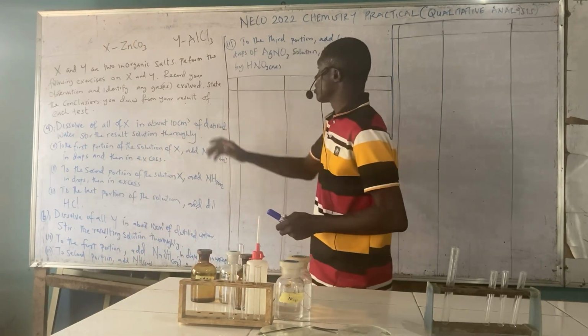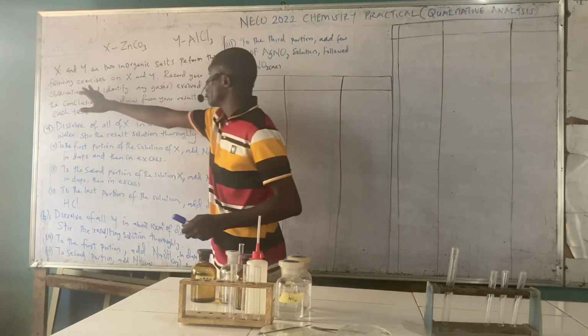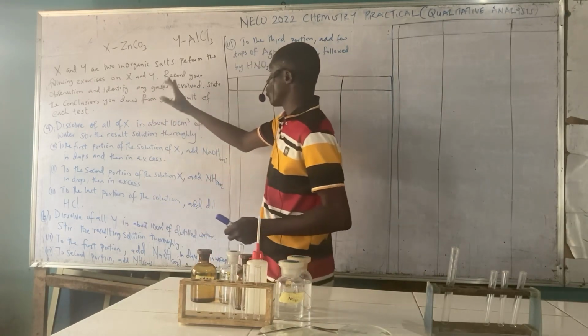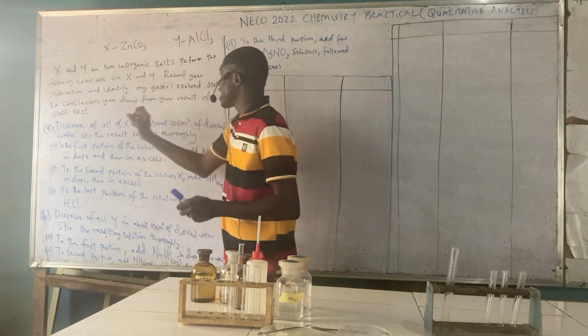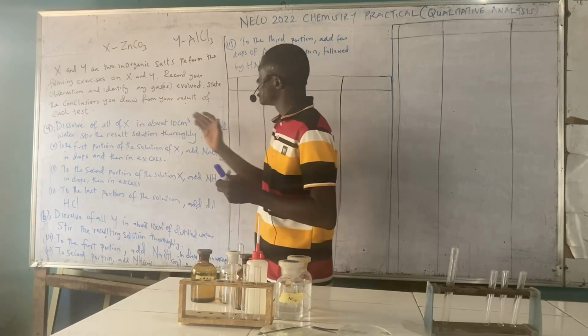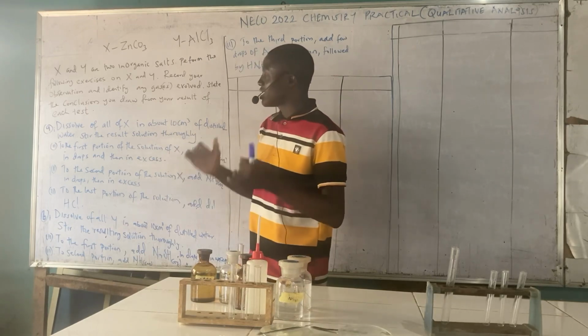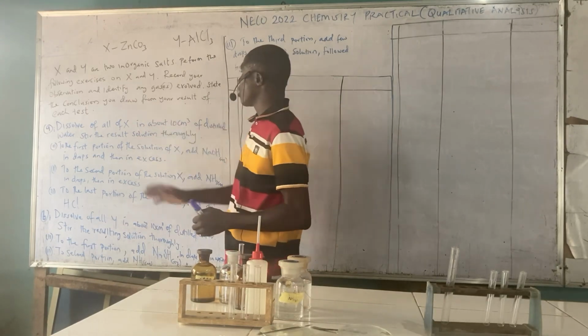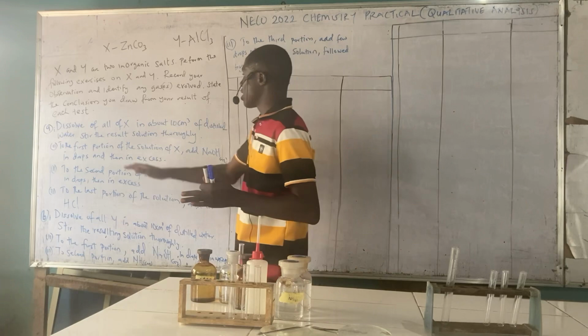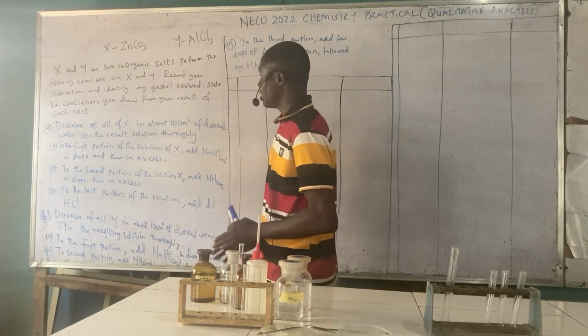Now we have to carry out the following exercise on X and Y. Record the observation and identify any gas involved. State the conclusion you draw from your results of each test. Now, on X and Y, we have performed the following test. And the first test there is what?